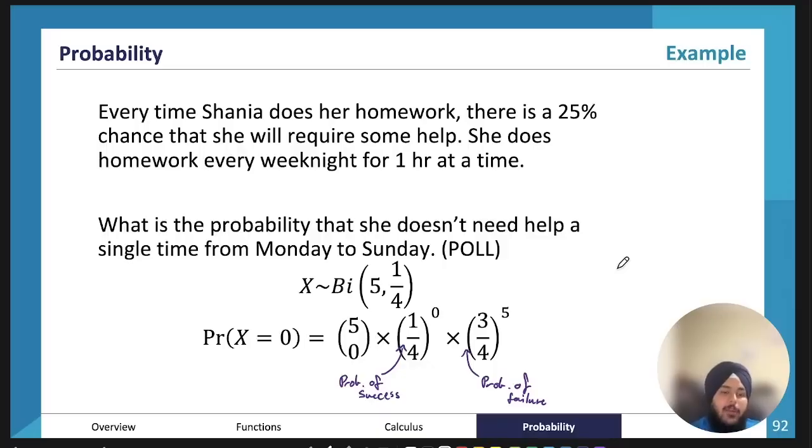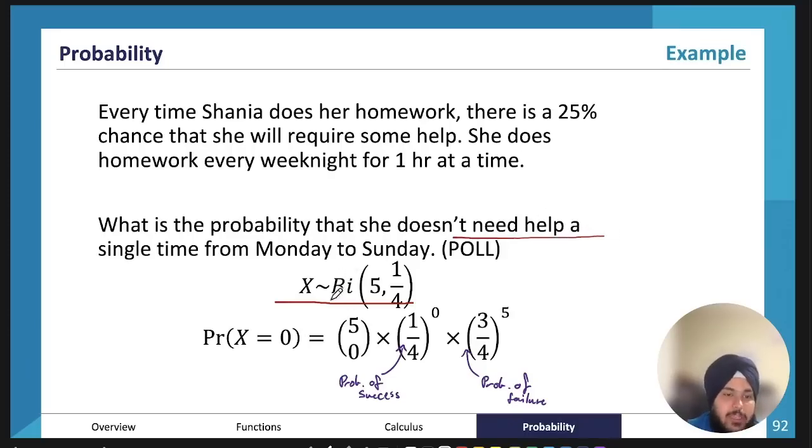And how many trials do we have? And are the trials independent? Yes. The probability that she will require help on Monday will be the same as the probability that she will require help on Tuesday, and that will be the same as the probability that she will require help on Wednesday, and so on and so forth. So first of all, let's define it. Let's say X is the number of nights that she needs help, or she doesn't need help. Sorry, that's the event we're looking for: she doesn't need help.